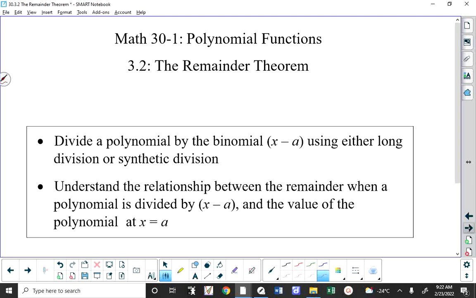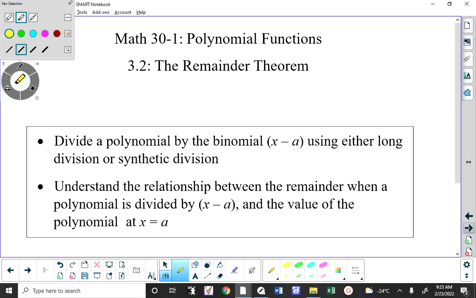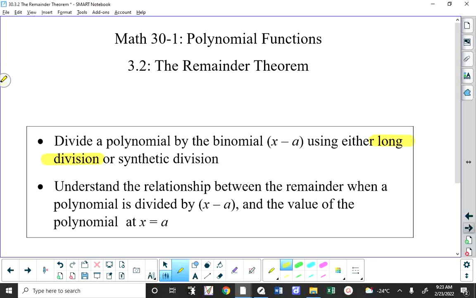Okay. We're going to be doing some division today of polynomials. Not division of numbers, division of polynomials. And one of the things I'm going to teach you is how to use long division to divide polynomials. And by the way, all of the polynomials we will be dividing today will be divided by a binomial of the form x minus a.